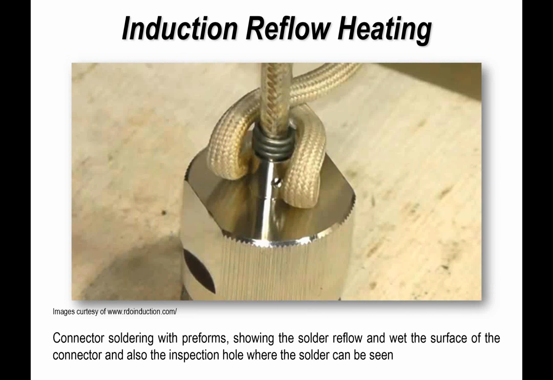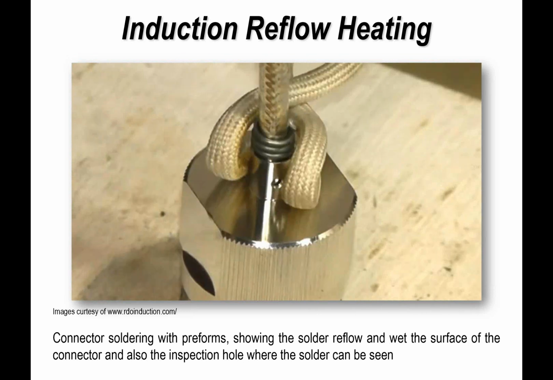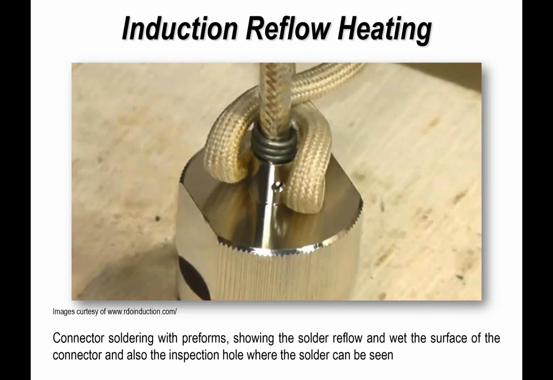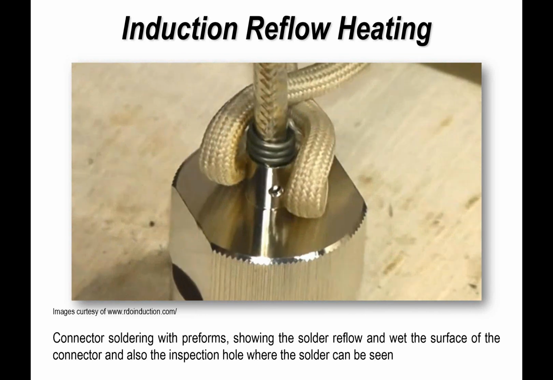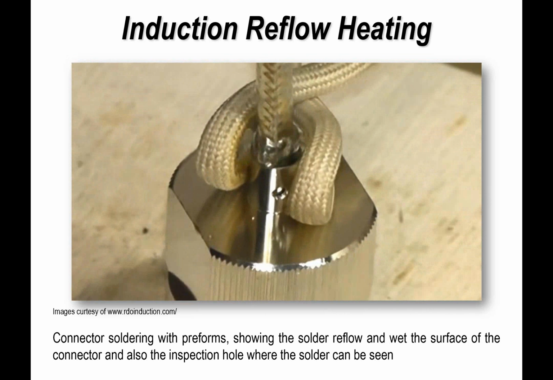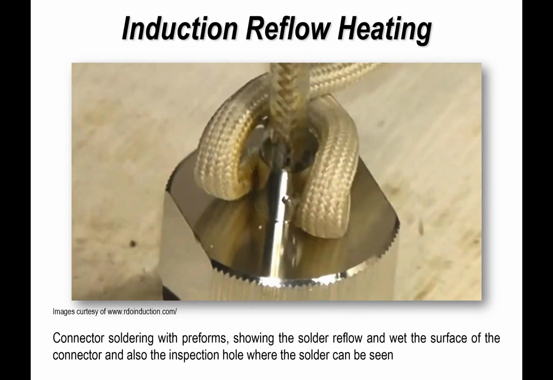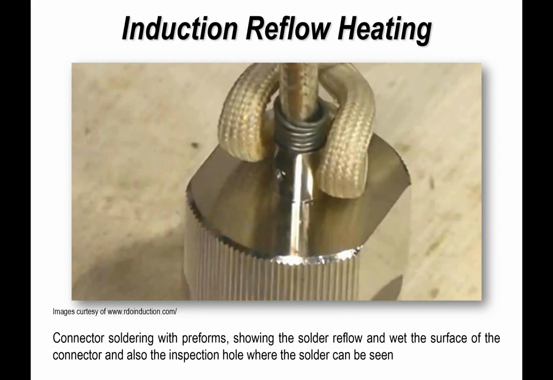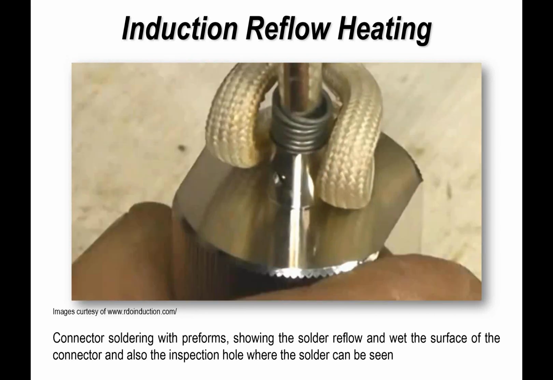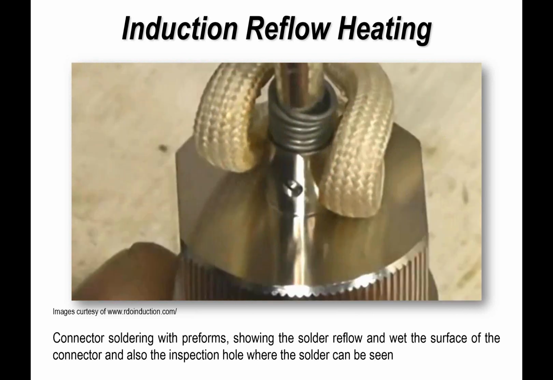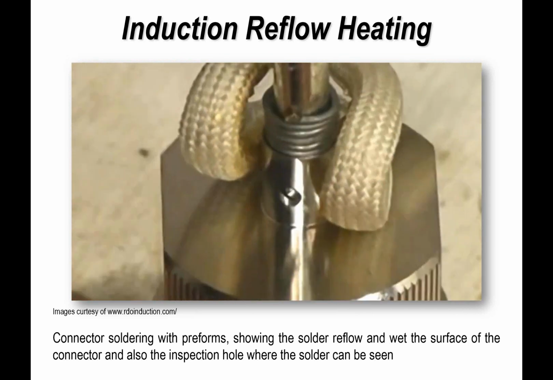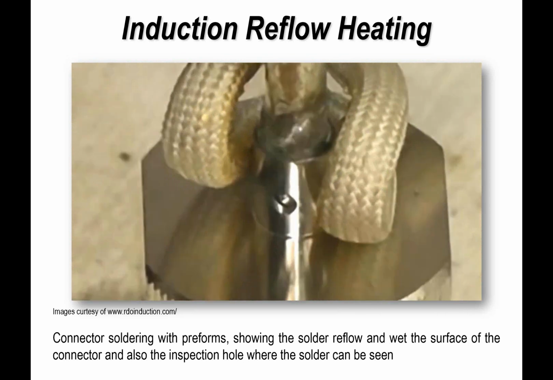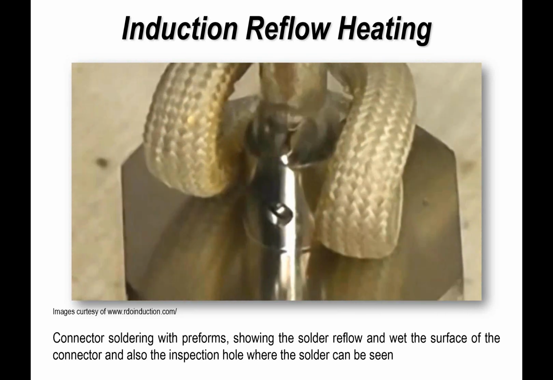In this example, we're looking at three different connectors, and these RF connectors are being soldered using induction. You can see the solder preform reflowing, and the nice thing here is you can see the inspection hole. Some of you will be familiar with this if you're familiar with norm soldering of connectors or crimp connectors, etc. You can see the solder reflowing and actually being visible in the inspection hole, which is kind of nice. It gives you a good warm feeling.